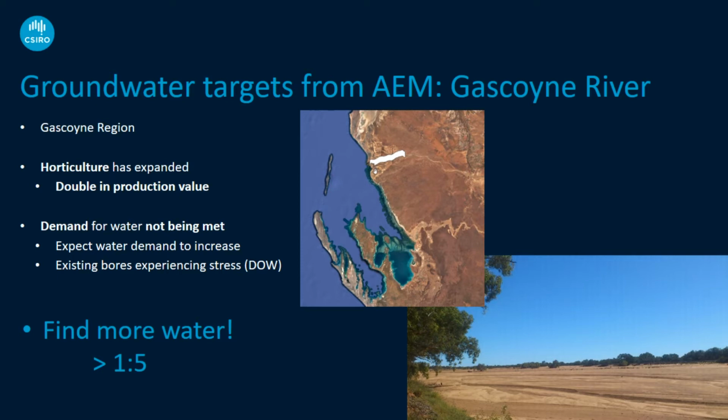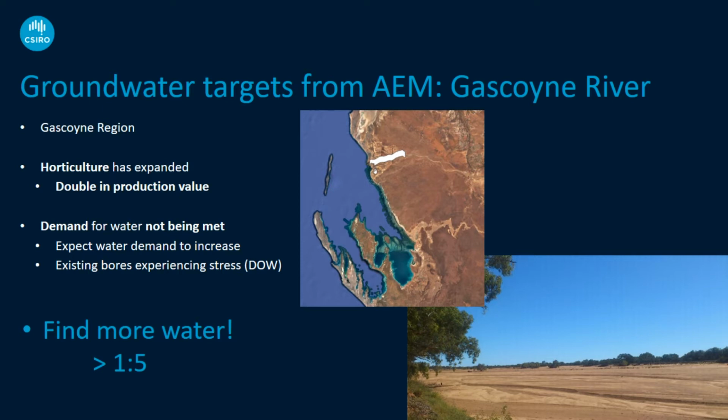So they expected the demand in water to increase, and some of the bores that were down more towards the Indian Ocean, the DOW had reported that there was experiencing stress. Stress means that they were mobilizing saline groundwater from the Indian Ocean, drawing it up into the aquifers. Once you've done that, your aquifer gets contaminated. It's very difficult to remediate the situation. So the solution there was to explore further upriver for more groundwater.